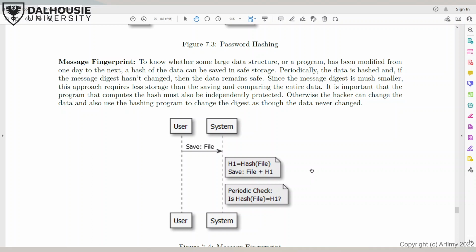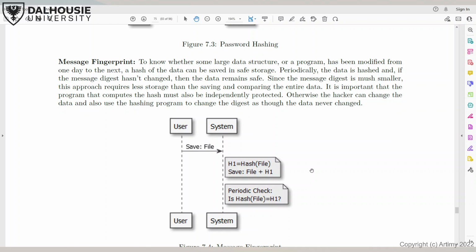So if I want to know if a file has been changed or edited, or I have two copies and I want to know if these two copies are identical or different, instead of comparing word by word or letter by letter, I can take the hash of the two files and compare them.